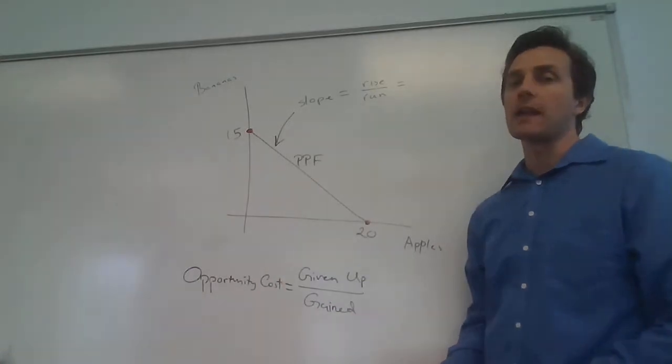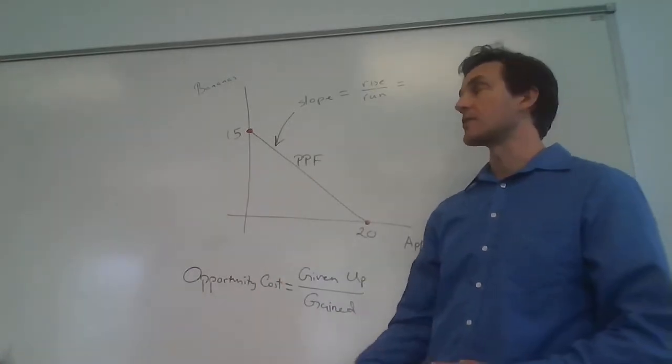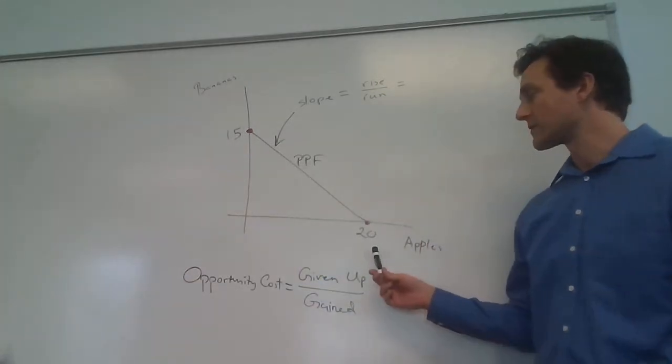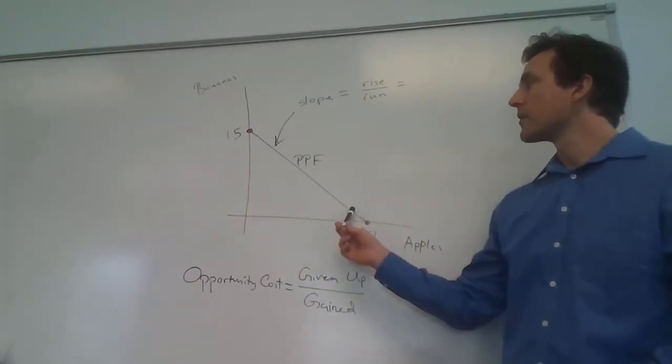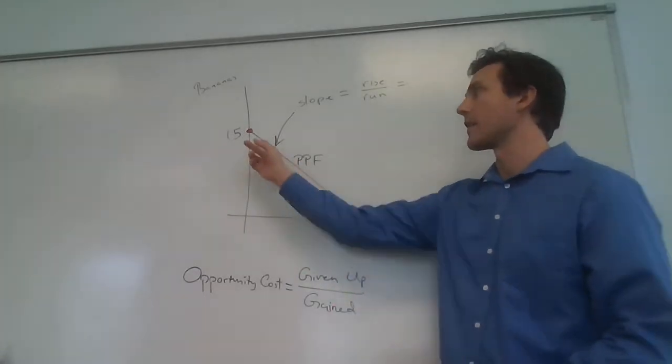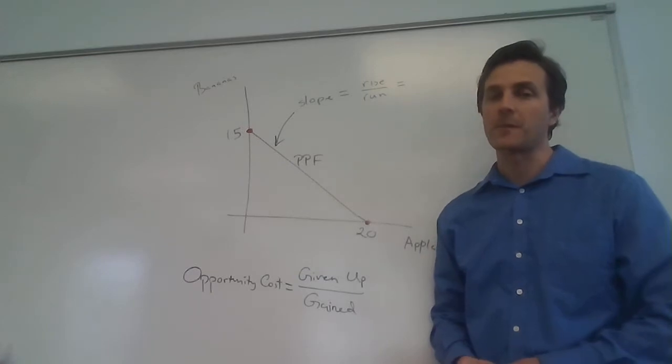You can see that if they focused all their resources on growing bananas, they could grow up to 15 bananas. And if they focused all their resources on apples, they can grow up to 20 apples, or they can grow some combination in between, anywhere on that line, on the production possibility frontier.